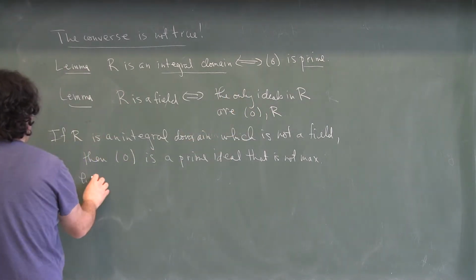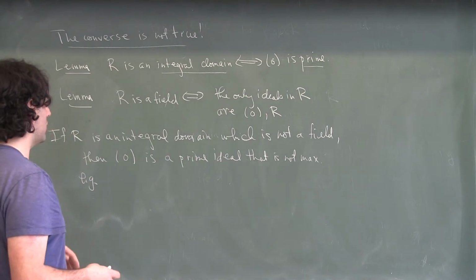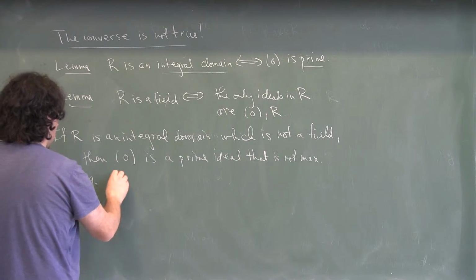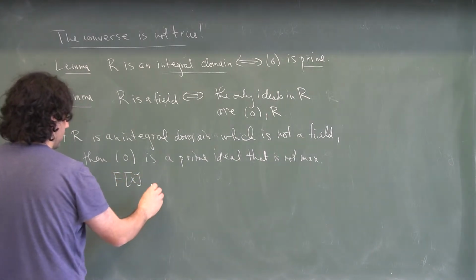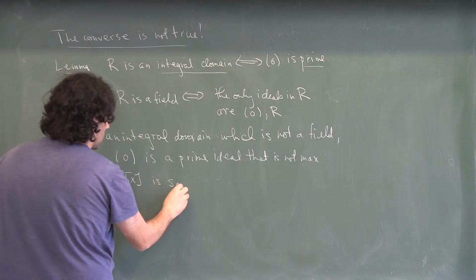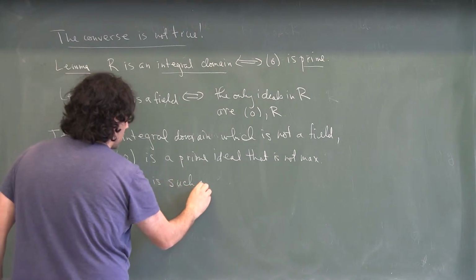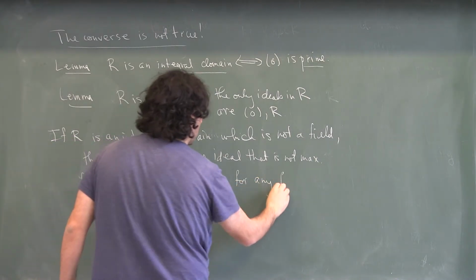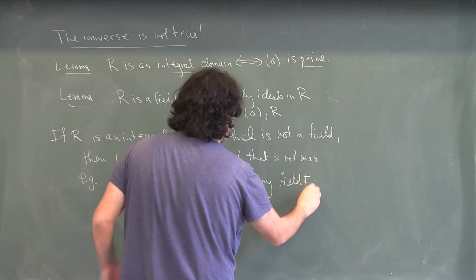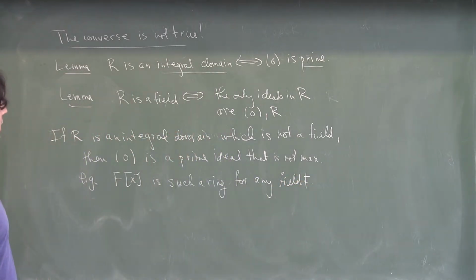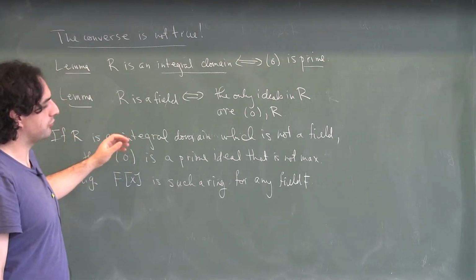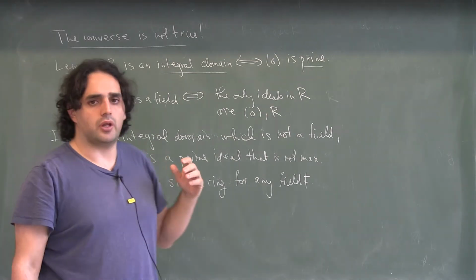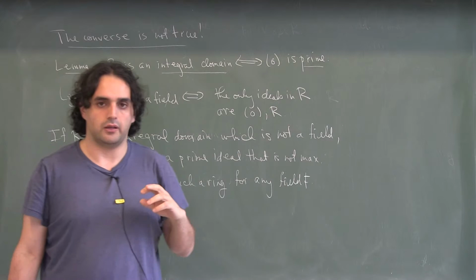And if we want to be more specific, what is a nice ring which is an integral domain but not a field? So, for example, F[x] is such a ring for any field F. Okay? So this is a kind of trivial reason for which the converse fails, but we can still ask ourselves, is it true that every non-zero prime ideal is maximal?